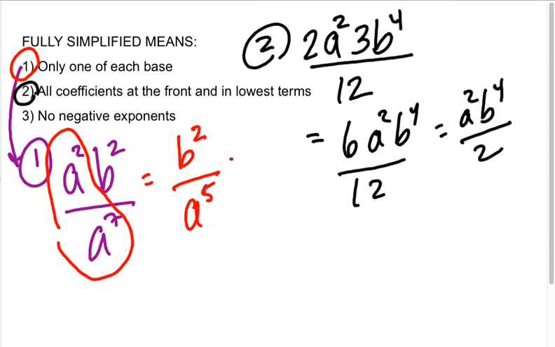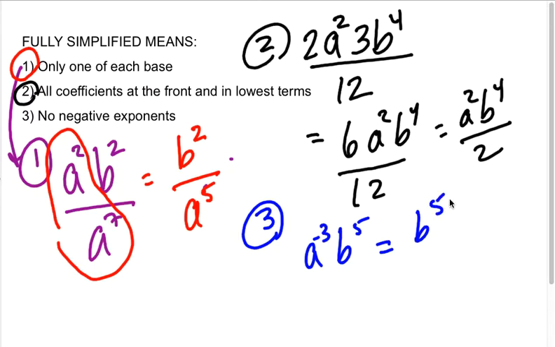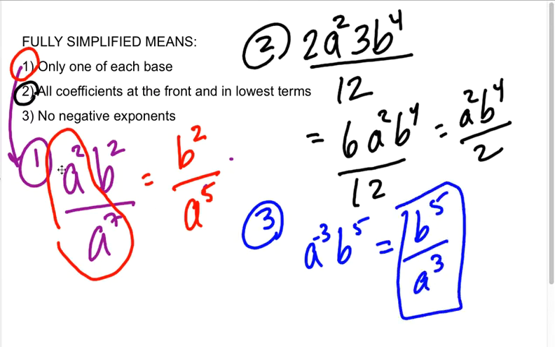And then the last thing, if we talk about the idea of no negative exponents, well, let's say I had something like an a to the negative third, b to the fifth. I don't want to leave it like that. I want to rewrite it as b to the fifth on top of an a to the third, because that would land on the bottom. Okay, so that's what we're talking about.